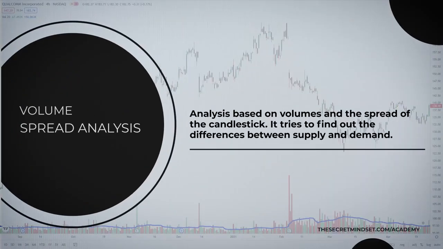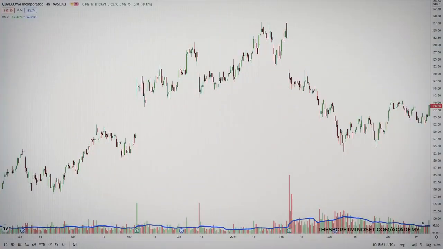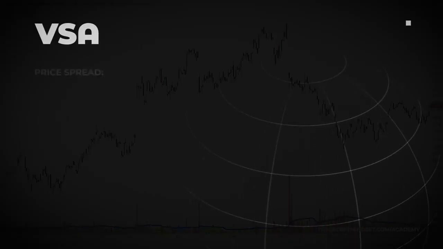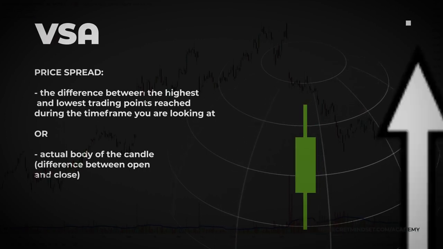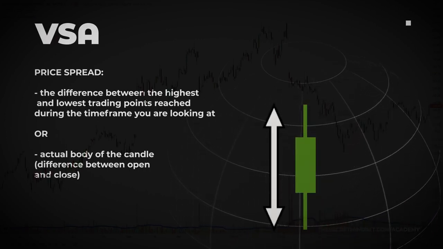Volume spread analysis is the type of analysis based on volumes and the spread of the candlesticks. It tries to find out the differences between supply and demand. The price spread is the difference between the highest and the lowest trading points reached during the time frame you are looking at, which may be weekly, daily, hourly, or whatever other time frame you choose. Some traders consider the actual body of the candle as the spread. You decide which method you want to apply.